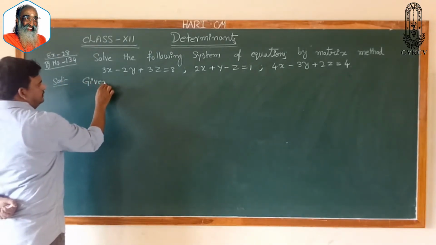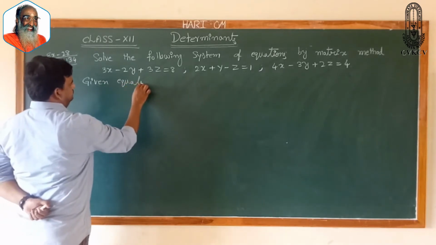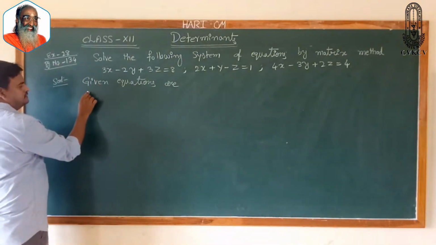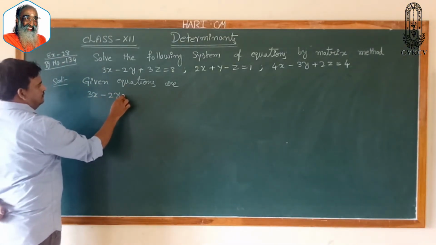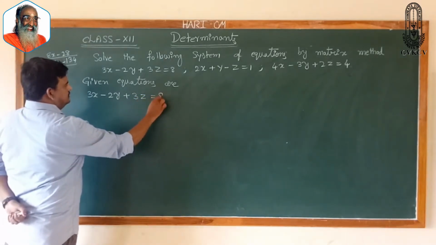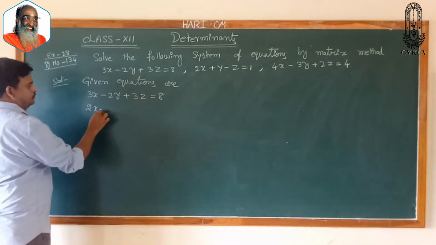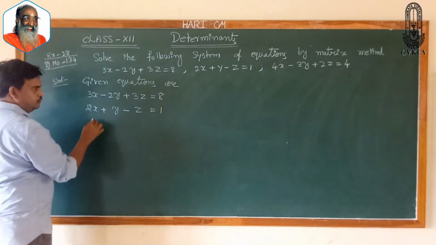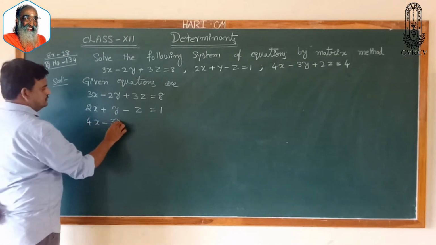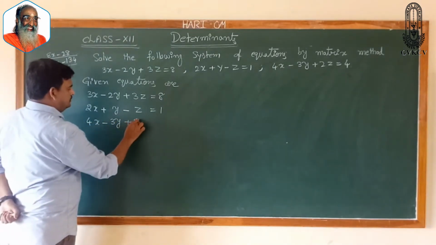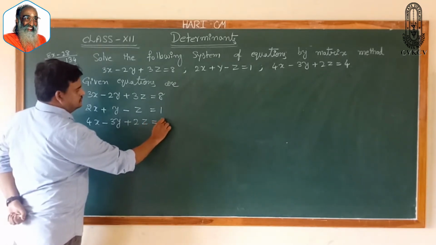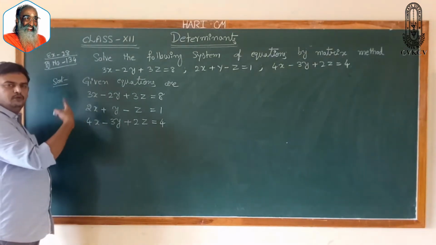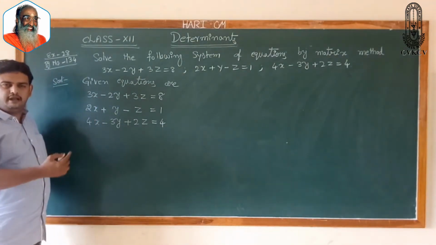Given equations are: 3x minus 2y plus 3z is equal to 8. 2x plus y minus z is equal to 1. 4x minus 3y plus 2z is equal to 4. So these are the three equations we have. Now we need to convert them into the form of matrices.